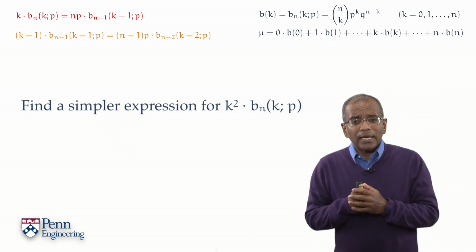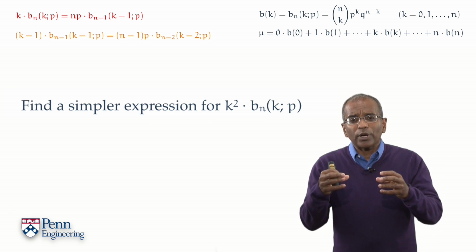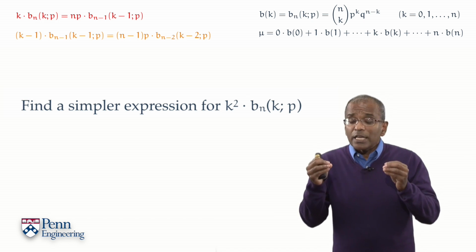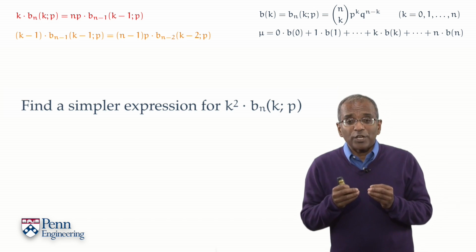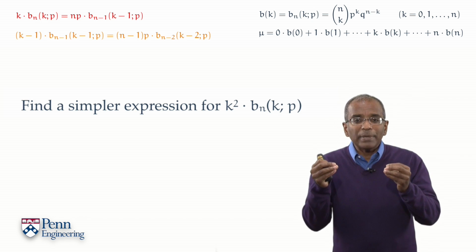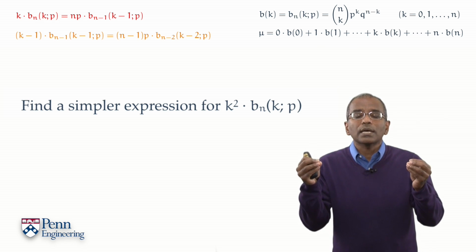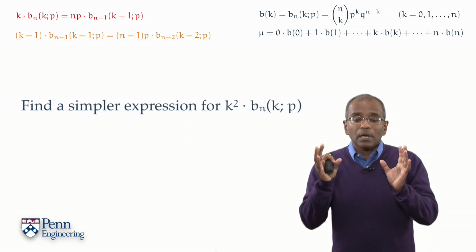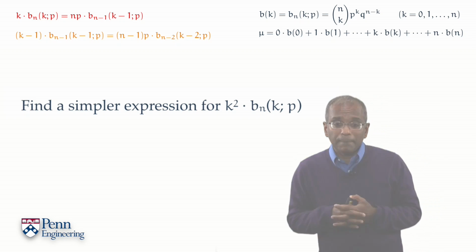Pause the lecture and see if we can make some progress into trying to simplify this expression. A key is going to be found in the observation that k squared can be decomposed into a product, k times k. Restart the lecture when you're ready.